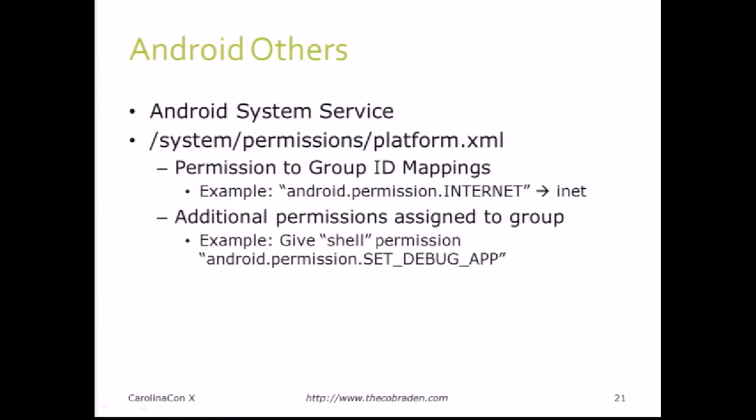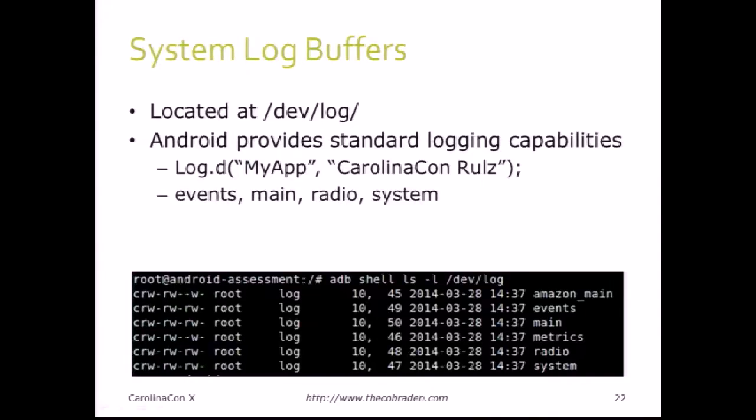There are also additional group mappings, or permission mappings to a group. So you could say, if you are in the group shell, which is like the debugging group user, you get the permission set debug app. The OEMs are free to add whatever they want here, even though there's a huge disclaimer in the file that says to be extremely careful what you add here. It's interesting, but there's all kinds of stuff in there: they add new groups and add new permissions to these groups, and it just makes you wonder why they did that.